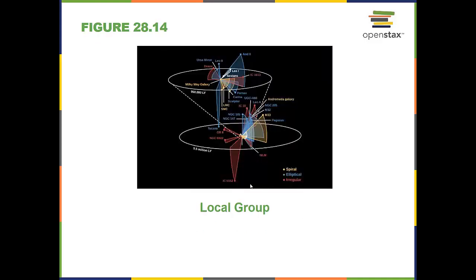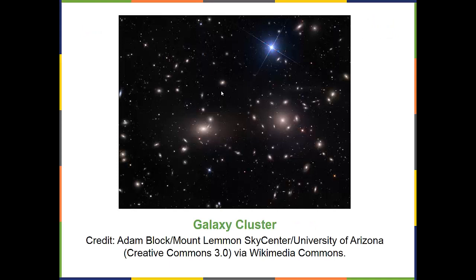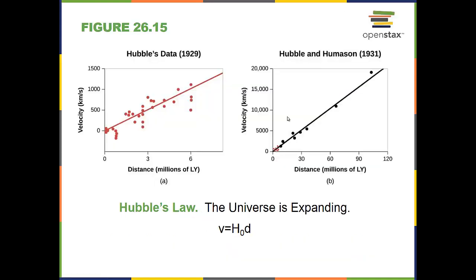Here are some of the galaxies in the local group. The two large ones are Andromeda and the Milky Way. Everything else is a satellite of one of these two. While groups contain a few dozen galaxies, a cluster can contain hundreds or thousands. Here we see one that appears to have two dominant galaxies, surrounded by plenty of small ones.